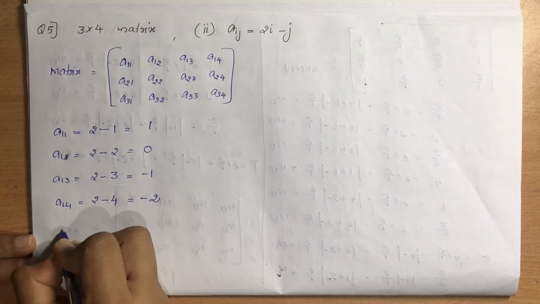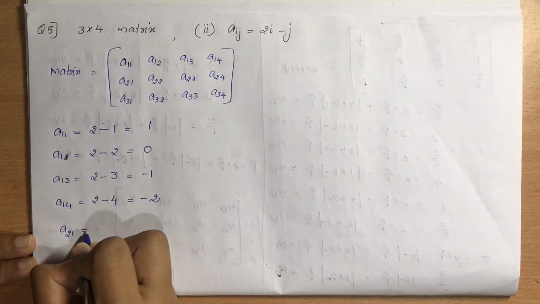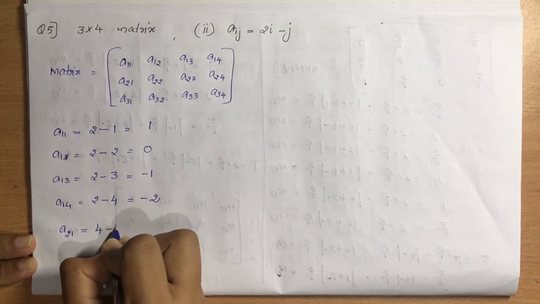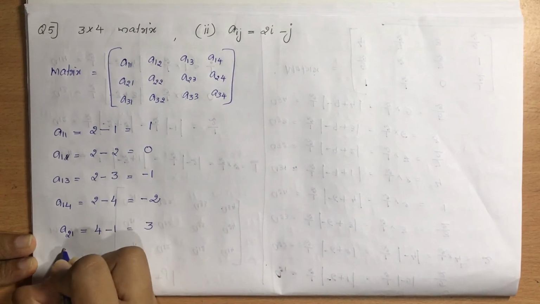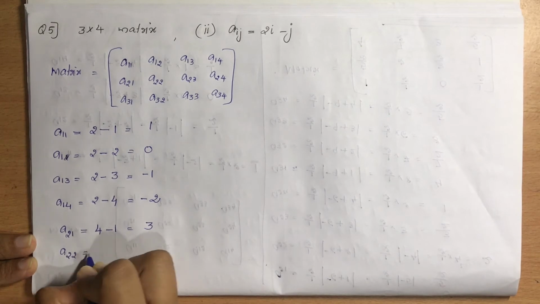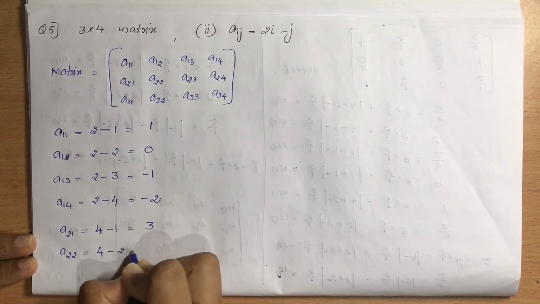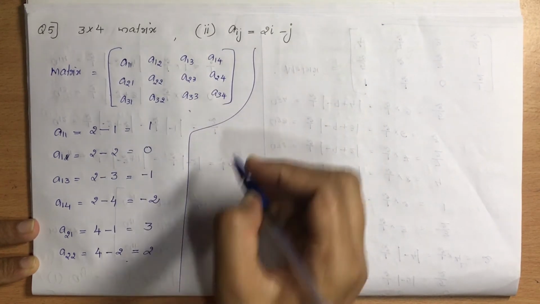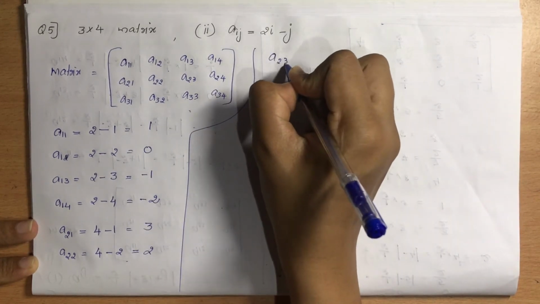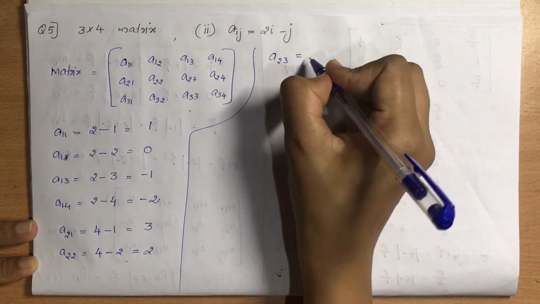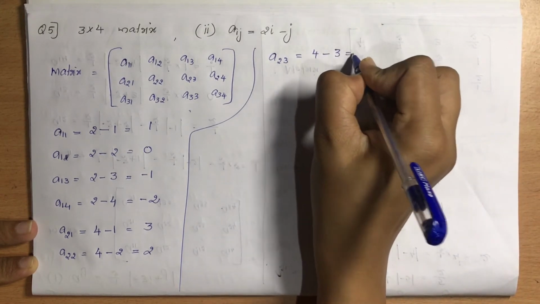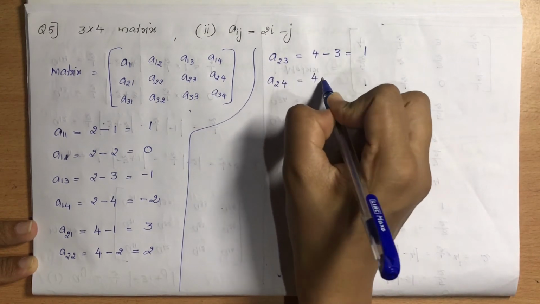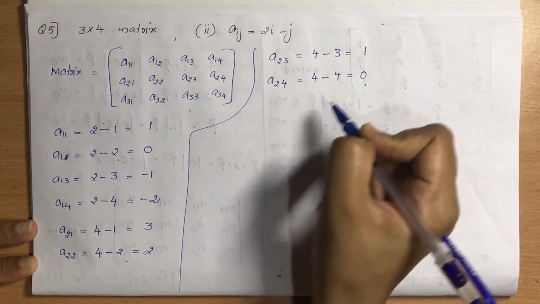Next, A21 equals 2i, that is 2 into 2 is 4 minus 1, 4 minus 1 is 3. A22 equals 4 minus 2, which is 2. A23 equals 4 minus 3, which is 1. A24 equals 4 minus 4, equal to 0.